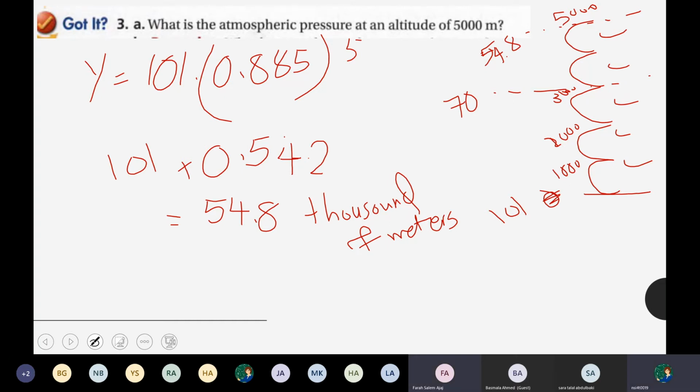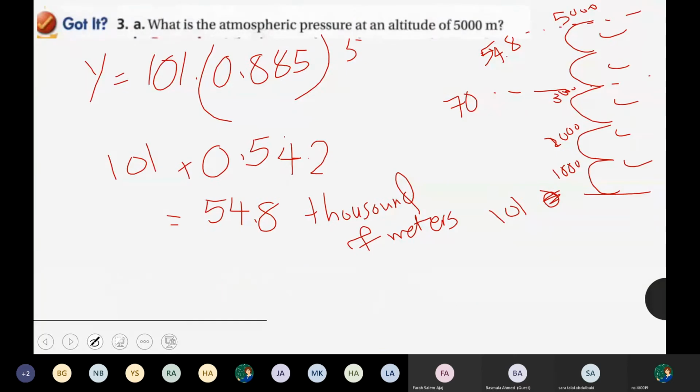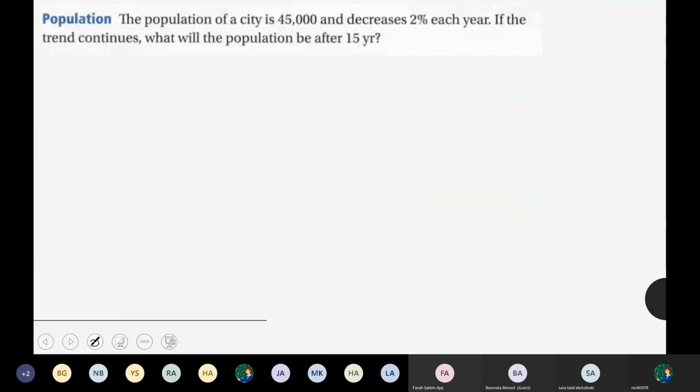Yes, teacher, 0.885, it came from the decay factor. Yes, 0.885 comes from 1 minus the percent rate. Okay, now let's do, I don't know which question actually.